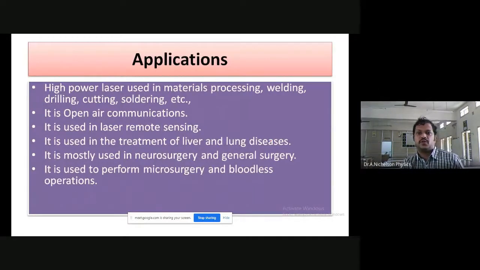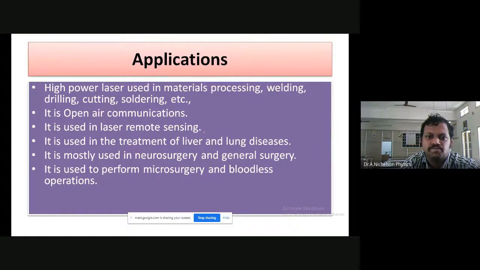And finally the applications. It is used in material processing: welding, drilling, cutting, soldering, etc. Because of its high intensity, it will produce a lot of heat, so there is no need for any flux materials for the soldering purpose. Heat will be generated automatically. So you can use it for cutting, drilling, welding, etc. Then open air communications and laser remote sensing are used in optical fiber communications.